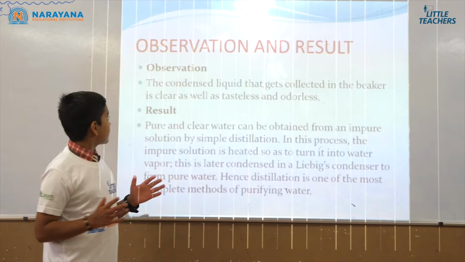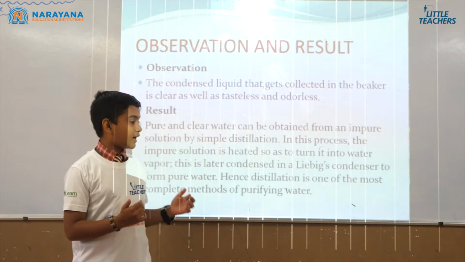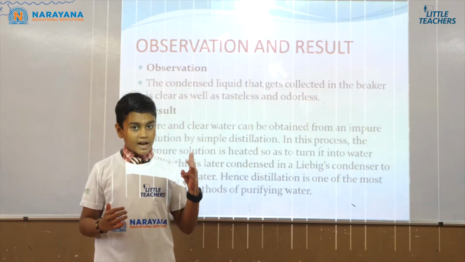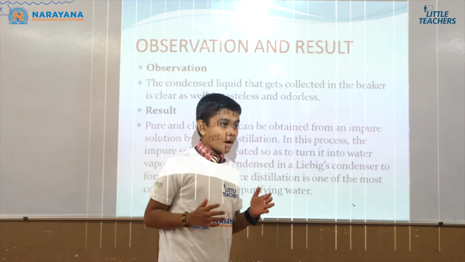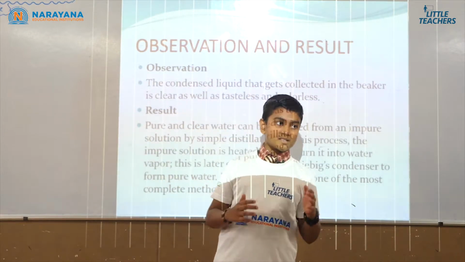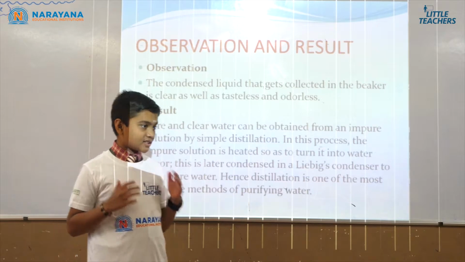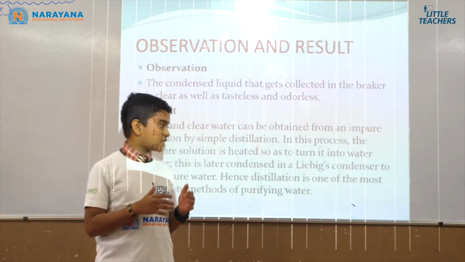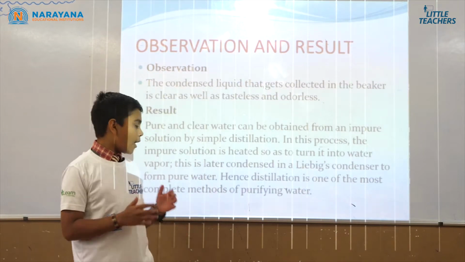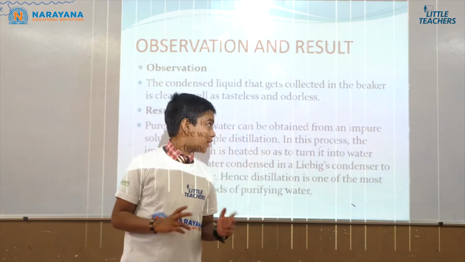Now let's see the observation. The condensed liquid that gets collected in the beaker is clear as well as tasteless and odorless. Now let's see the result. Pure and clear water can be obtained from an impure solution by the simple distillation process. In this process, the impure solution is heated so as to turn it into water vapor. This is later condensed in a Liebig condenser to form pure water. Hence, distillation is one of the most complete methods of purifying water.